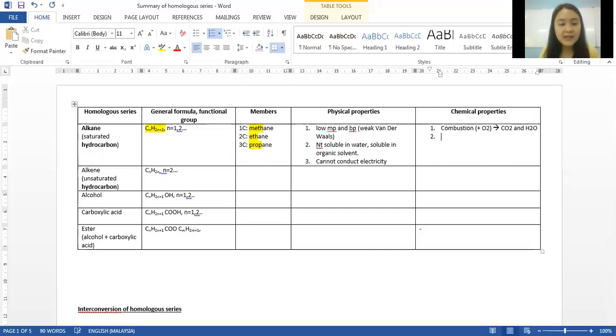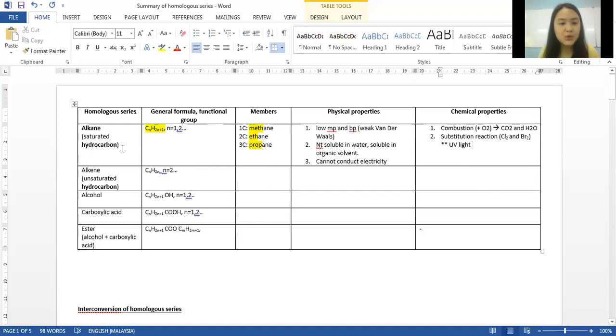Now, besides combustion, alkane can also undergo substitution reaction. It can undergo substitution reaction with halogens, to be more specific, chlorine and bromine. But this substitution reaction does not happen naturally. You need the presence of UV light in order for substitution reaction to take place. So alkane can only carry out these 2 types of chemical reaction.